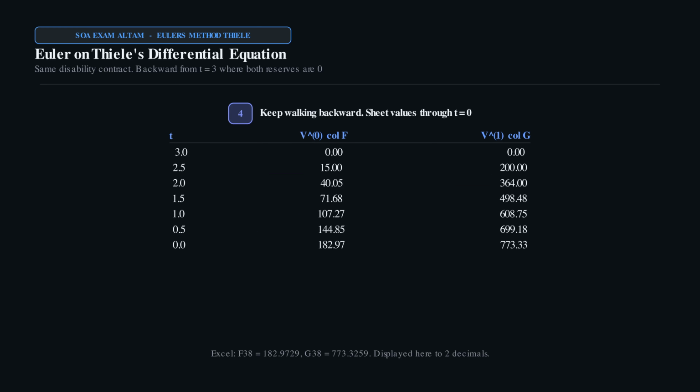Each earlier row feeds on the later one. At duration 2, healthy reserve is 40.05 and disabled is 364. At issue, Excel stores 182.97 in F38 and 773.33 in G38.